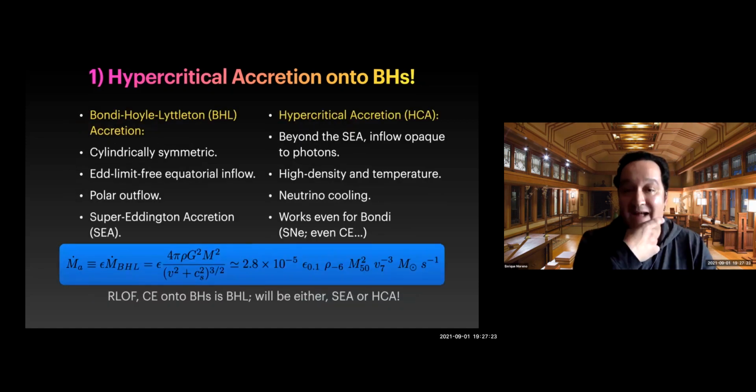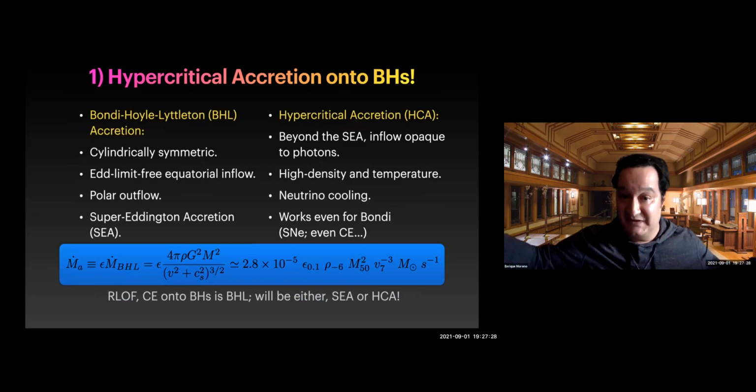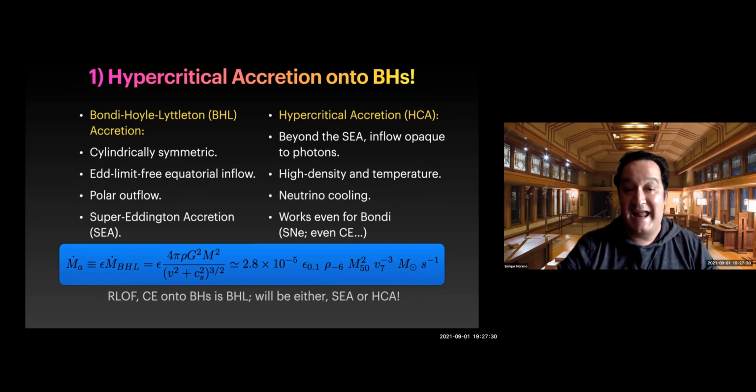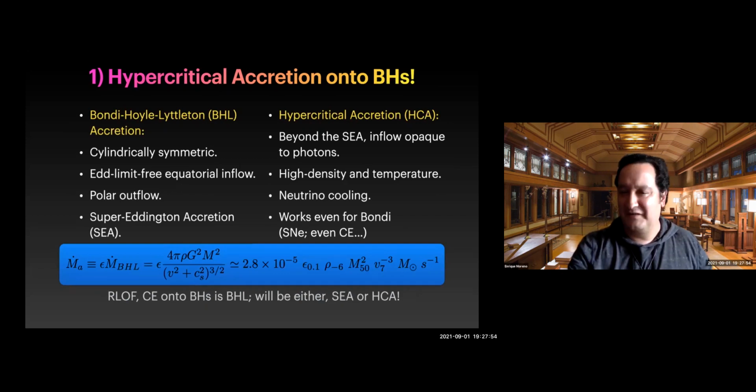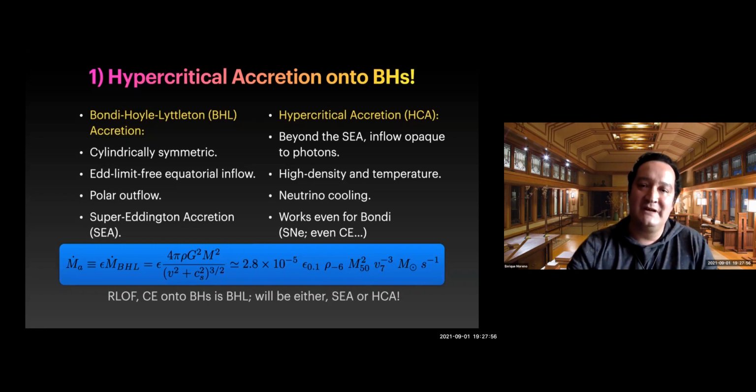However, what we have when we have Roche lobe overflow is not Bondi accretion, but cylindrically symmetric accretion, which means you can have an Eddington-limit-free equatorial inflow, and the radiation can go through polar outflows. So in this case, when you have this geometry, you can have super-Eddington accretion, which usually goes from the Eddington limit to somewhere around 1,000 to 10,000 times super-Eddington. Usually a value that's taken there is around 3,000 times Eddington.